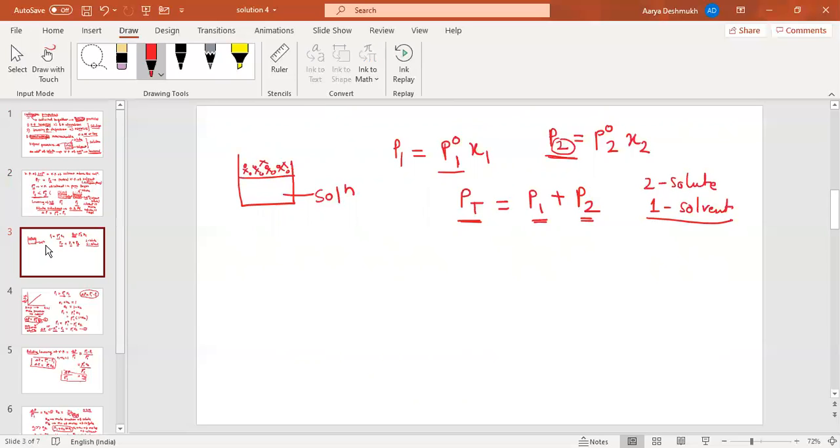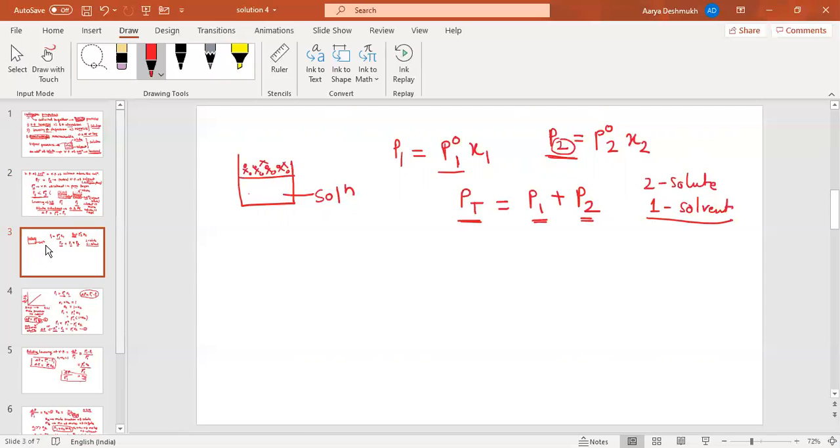When a non-volatile solute is added, some of the surface molecules of the solvent are replaced by the non-volatile solute molecules, and these solute molecules do not contribute to the vapor above the solution. So the number of solvent molecules available for vaporization per unit surface area of the solution is less than the number at the surface of the pure solvent.